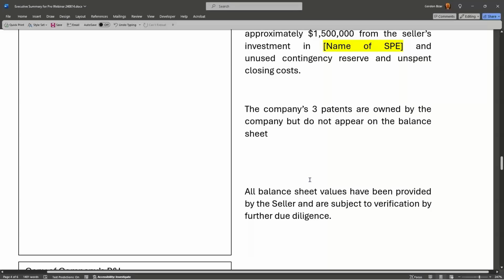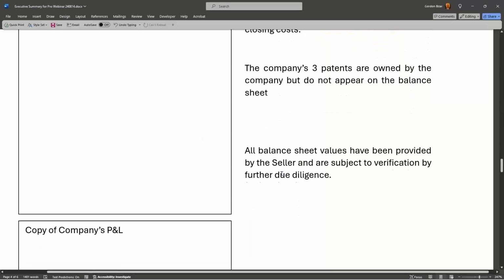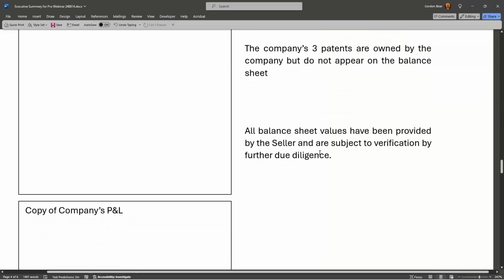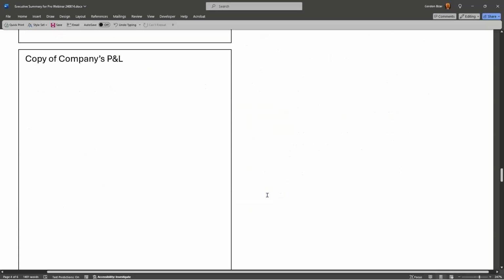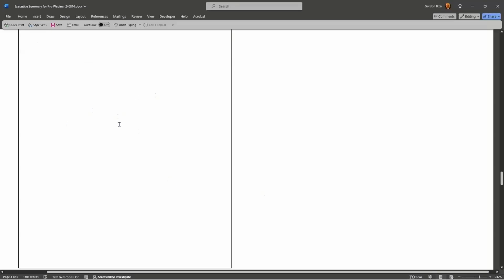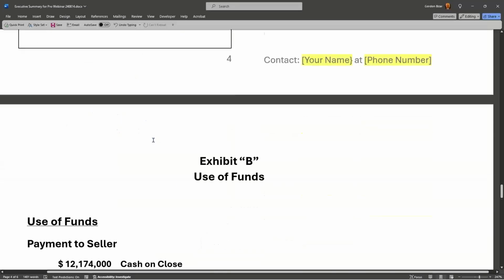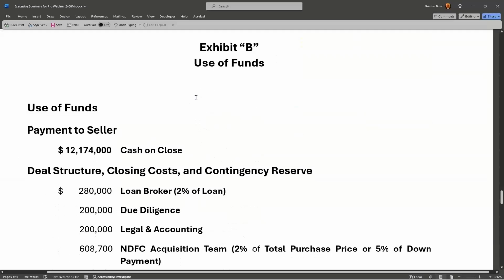The company's 3 patents are owned by the company, but do not appear on the balance sheet. So it's an asset of the company. It has sale value. There are competitors to this company who would pay through the nose to get these patented softwares and things. But it's not on the balance sheet. All balance sheet values have been provided by the seller and are subject to verification by further due diligence. So that explains the balance sheet. Then also on here, we put a copy of the P&L for the 12 trailing months, and it gives them a sense of where the money came from, what the expenses were, all that stuff broken down on the P&L.